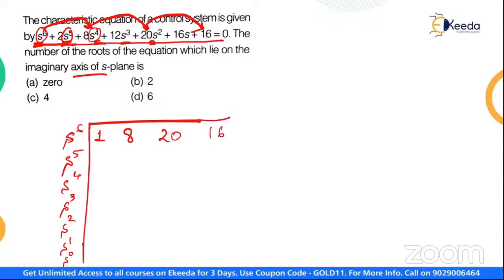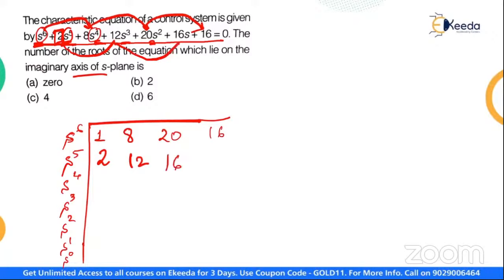That's it. Now, what is s to the power 5? Here you are having 2, so please write down 2. After that, the alternate one is going to be 12. After that, the alternate one is going to be how much? Come on. The alternate one is going to be 16.